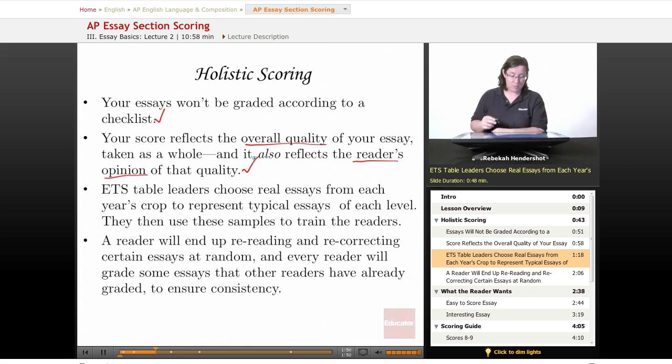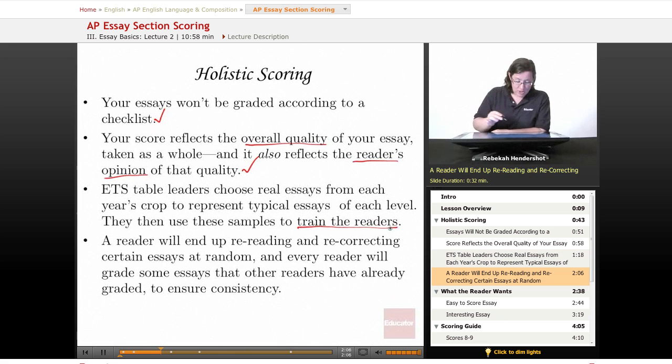And then what they do is they use these samples to train the readers. They have them practice grading over and over until they grade about like the table leaders grade, according to those examples. So you're being measured against real students who took the test at the same time you did, and it's going to go from there.